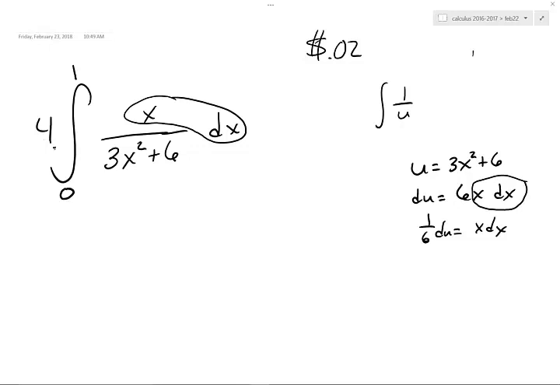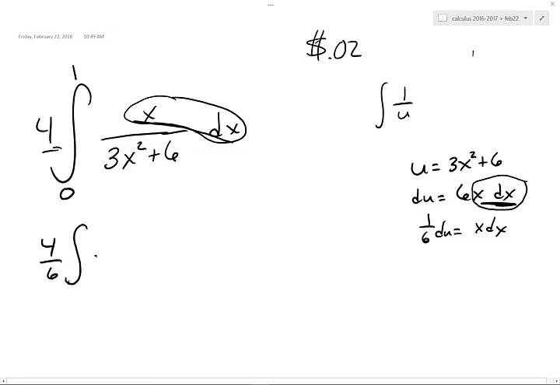So listen, if I pull the 4 out front, all I need to match is x dx. You see that? Well, there it is. How am I going to get there? I'm just going to divide by 6. So what I'm going to have is 4 over 6. Do you see that? That's obvious where that came from.